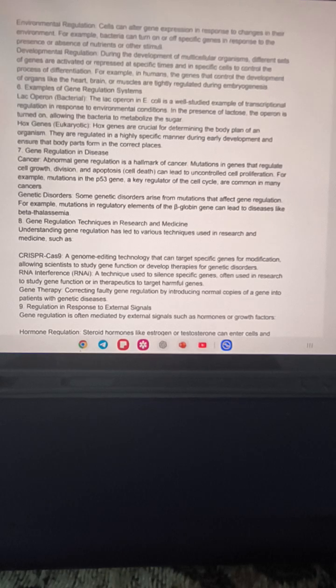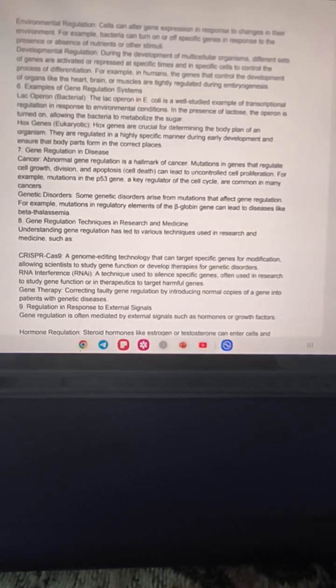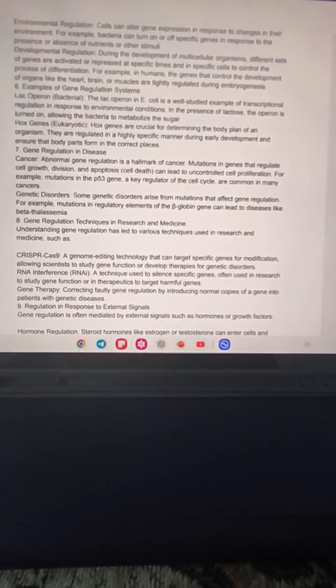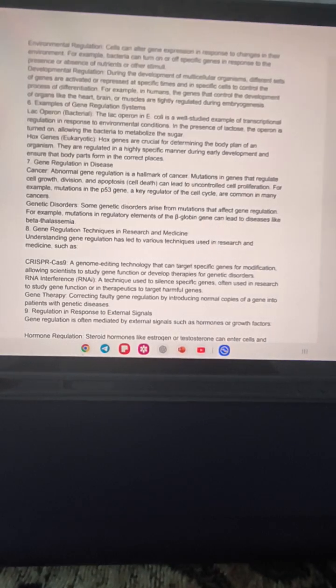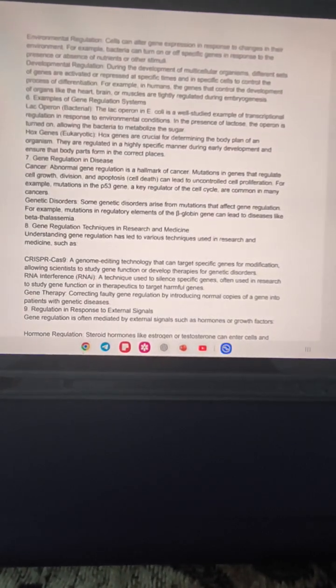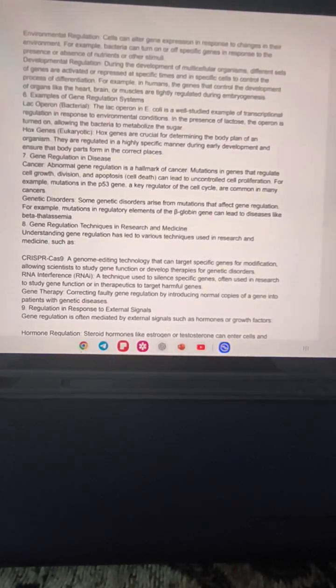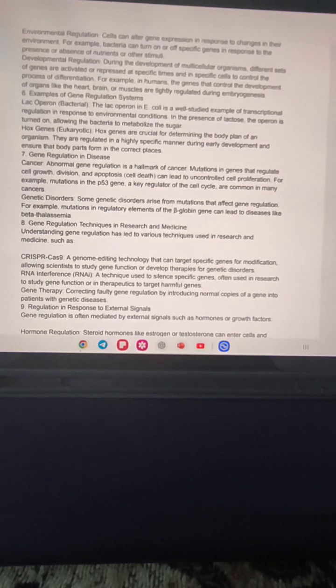Gene regulation and disease. There are different diseases caused by these. Firstly, cancer. Genetic cancer is one of the most critical disorders. Then in gene disorders, mutation in the regulatory element of the beta globin gene can lead to diseases like beta thalassemia.